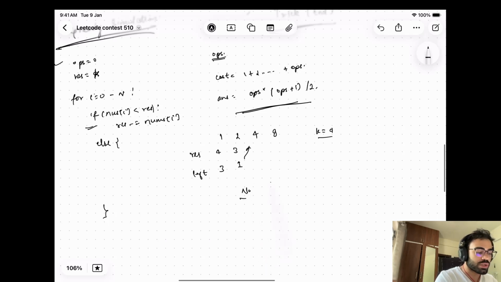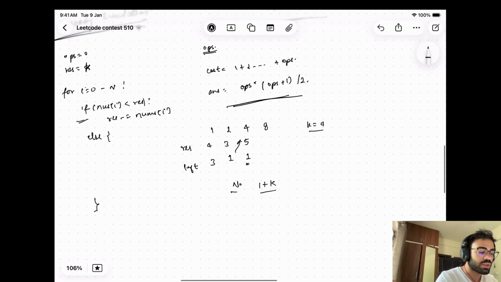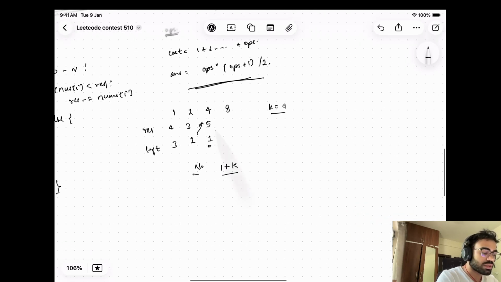No. So what are we going to do? We are going to add k, 1 plus k. What will it become? 5. Can I do 1? Yes, I can do it. What is left? 1. Now again, is this less than 8? 1 is less than 8. So how many can I do by adding one operation? It is 5. Is 5 less than 8? Yes, so I have to add again plus 4.